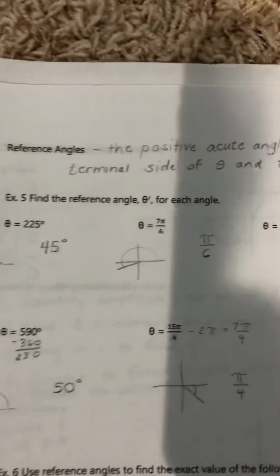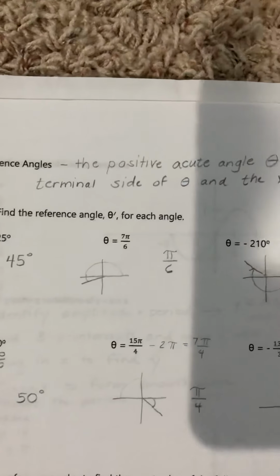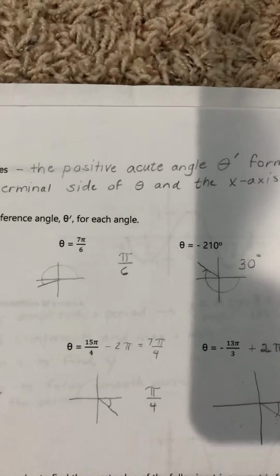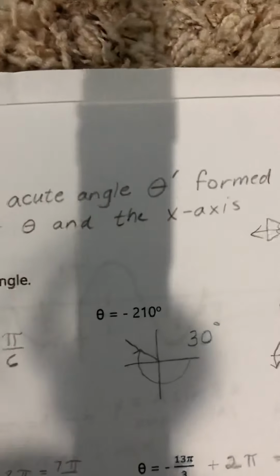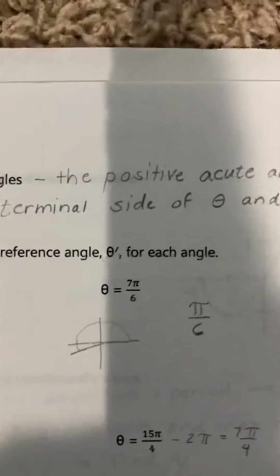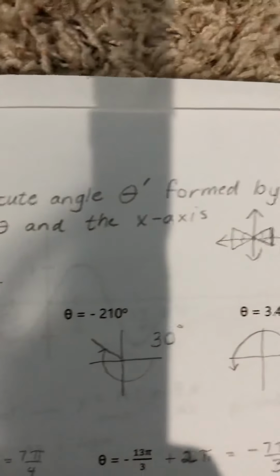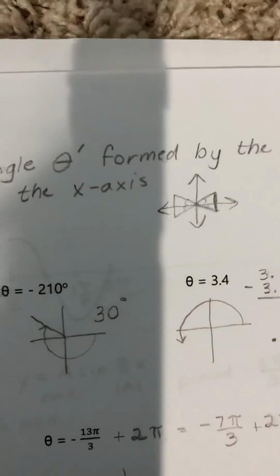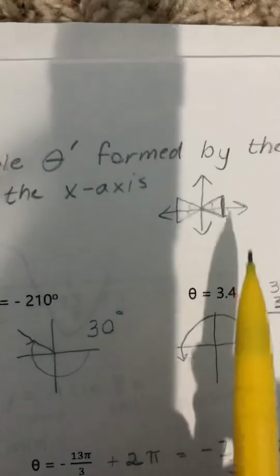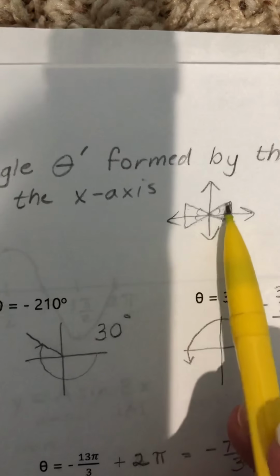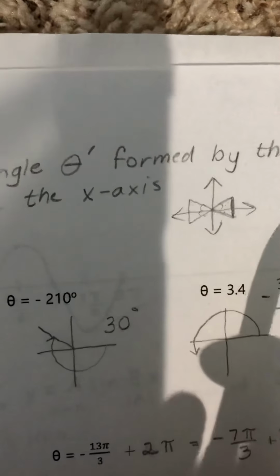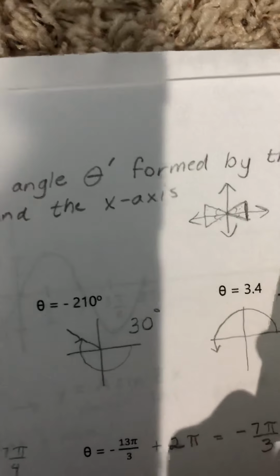Now, on page 2 of your notes, reference angles. Reference angles are the positive acute angles, and they can be called theta prime, formed by the terminal side of theta and the x-axis. So I've got a drawing here, it almost looks like a bow tie. These angles are reference angles, and that will make more sense once we start doing problems.